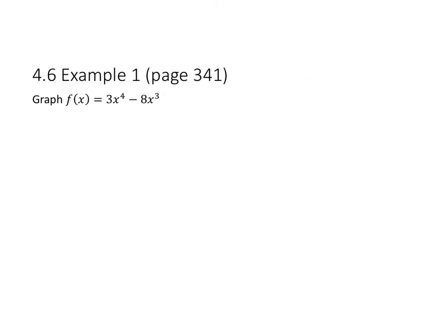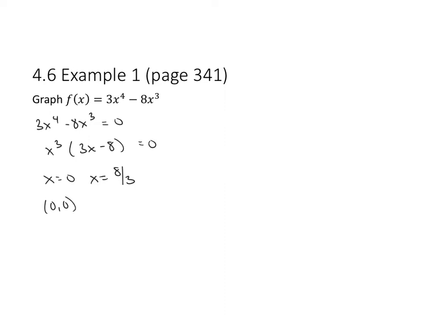We're going to do example 1 from 4.6. So on page 341, the first thing we're going to do is to figure out what my domain is. So my domain looks like it's all real numbers. And then I'm going to look for my y-intercepts and my x-intercepts. So 3x to the fourth minus 8x cubed equals 0. Let's see, I'll factor out 3x minus 8. So we have x equals 0 and x equals 8/3. Those are my x-intercepts, and my y-intercept is going to happen at (0, 0).